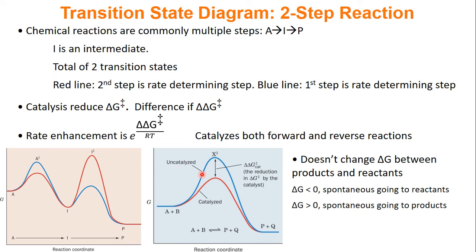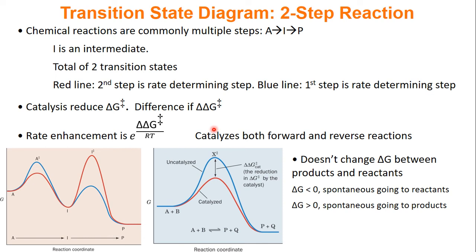And if we look at the reaction catalyzed versus uncatalyzed, in this plot the blue is uncatalyzed and the red is catalyzed. You see there is a gap at the double dagger state. The difference we call delta delta G double dagger, the change in free energy of the transition state. So that's what the extra delta means. It's the difference in delta G double dagger. Confusing, I know, but it's just a change in.